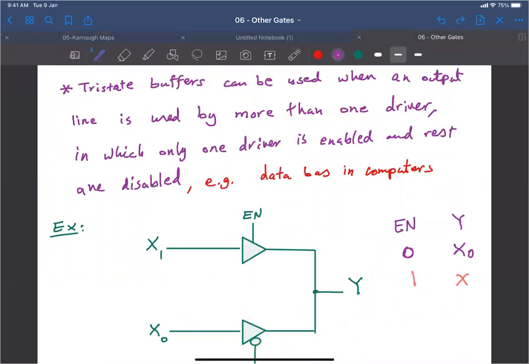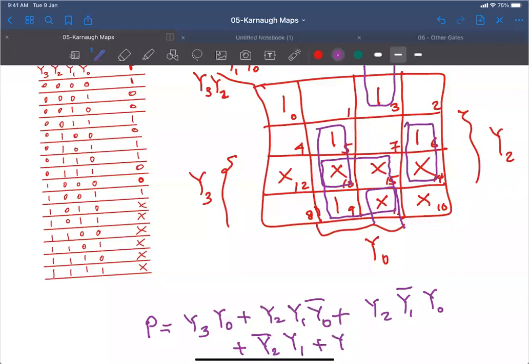Did I just click? Oh, okay. It's so y2 complement, okay? Y1 and y0 is again not complemented, okay?